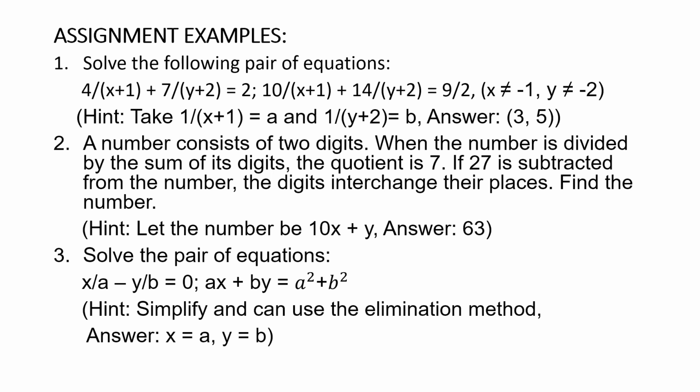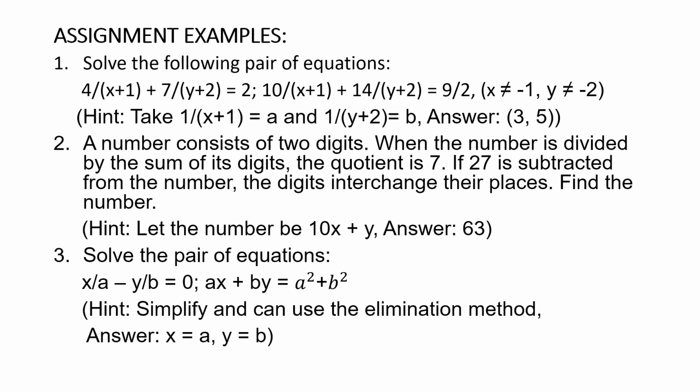Second one, a number consists of two digits. When the number is divided by the sum of its digits, the quotient is 7. If 27 is subtracted from the number, the digits interchange their places. Find the number. You will be getting a pair of linear equations, but for that first you have to take a two-digit number. And how do you express a two-digit number? 10x plus y. So if you have, for example, 63 is the answer, means it is 10 into 6 plus 3. So you start by taking the number as 10x plus y.